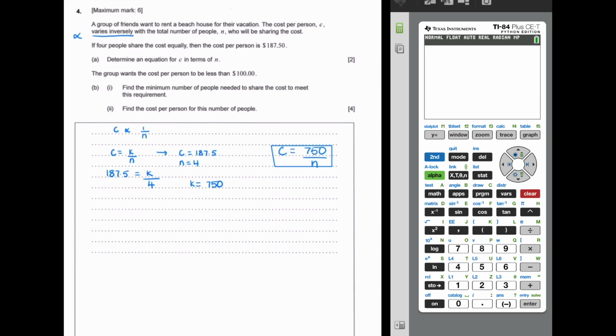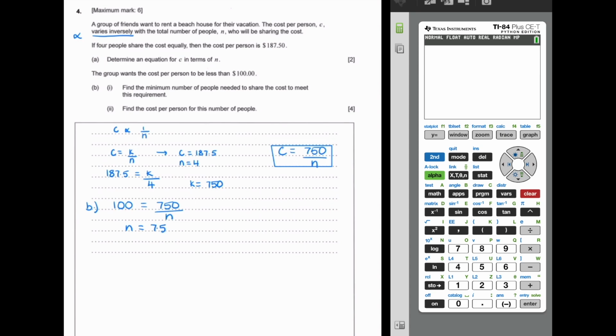So part B then says that the group wants to find the cost per person to be less than 100. So they need to work out how many people need to go. Find the minimum number of people. So for this part, we want the cost to be less than 100. For now, I'm just going to make it equal to 100, and I'm going to work out what is the value of N. So again, I'm going to type that into my numeric solver.